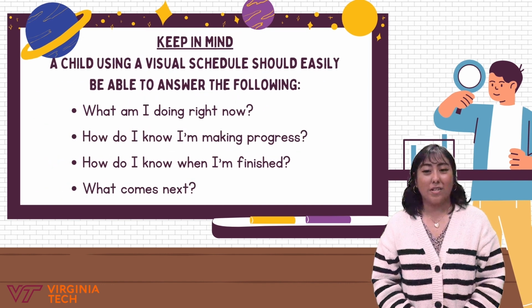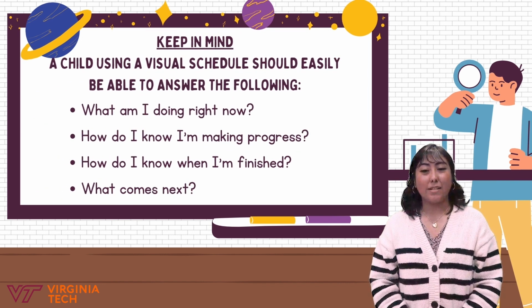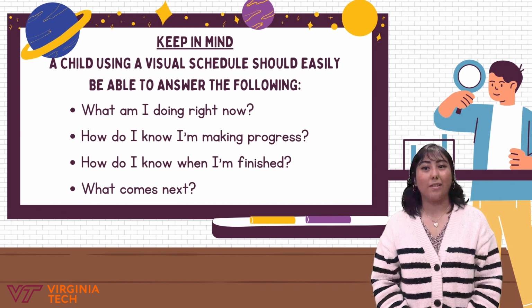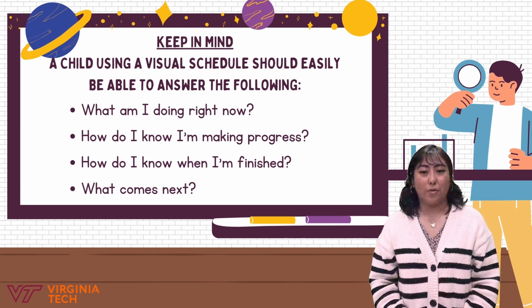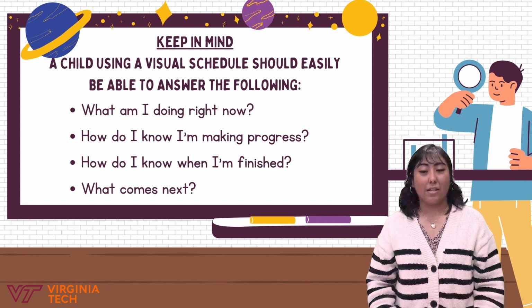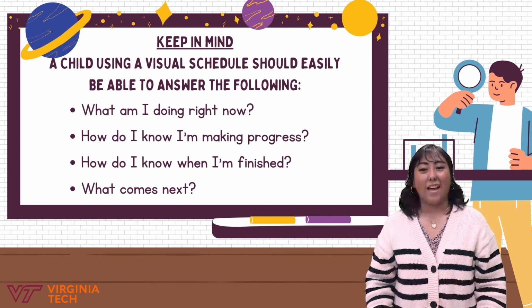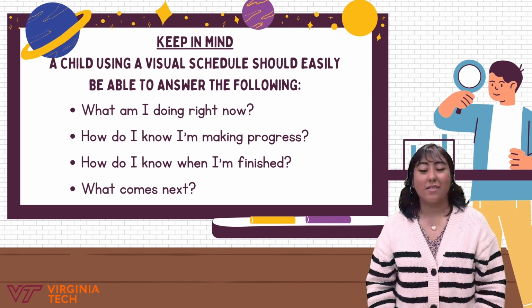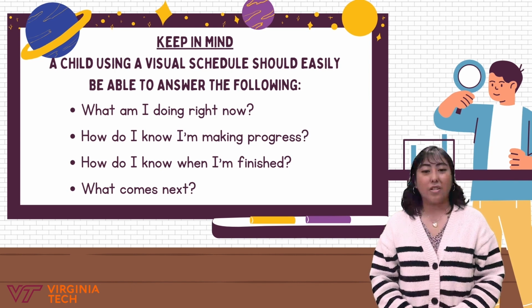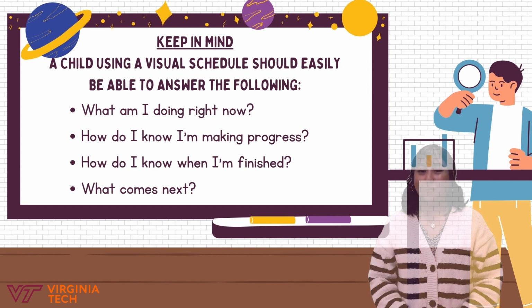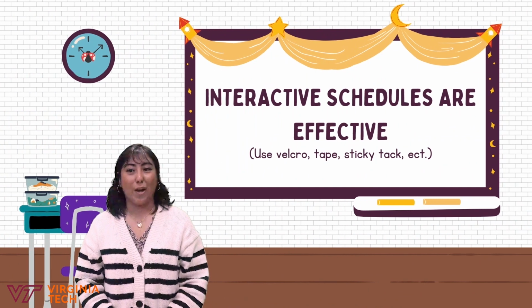First, it's important to understand that a visual schedule needs to be easily understood by the child using it. Keep in mind that when looking at the visual schedule, your child should be able to answer these 4 questions. What am I doing right now? How do I know I'm making progress? How do I know when I'm finished? What comes next? The most helpful way to do this is by making the schedule interactive.